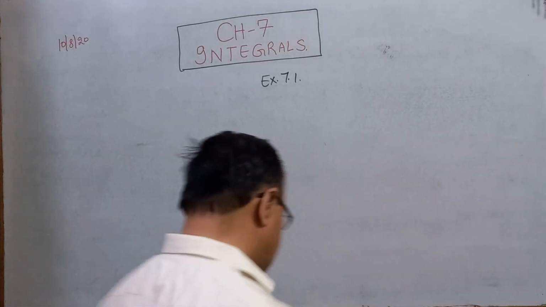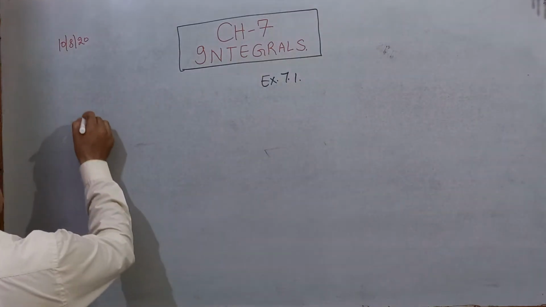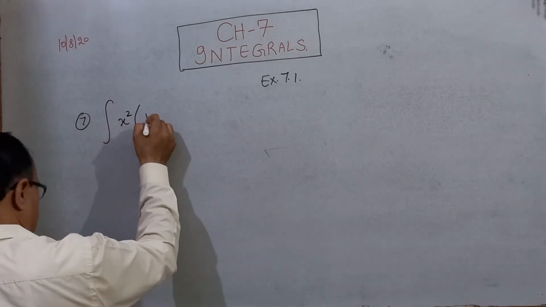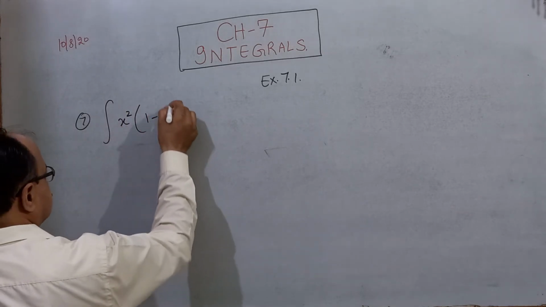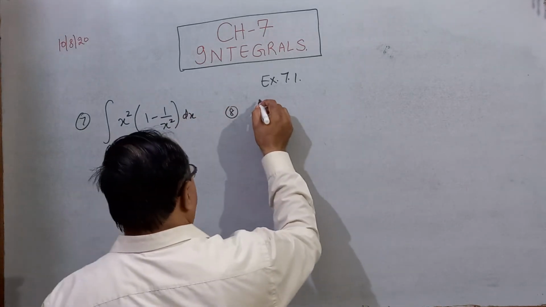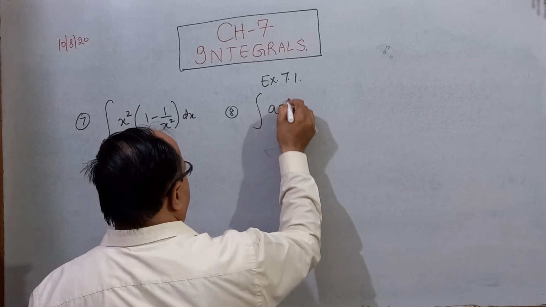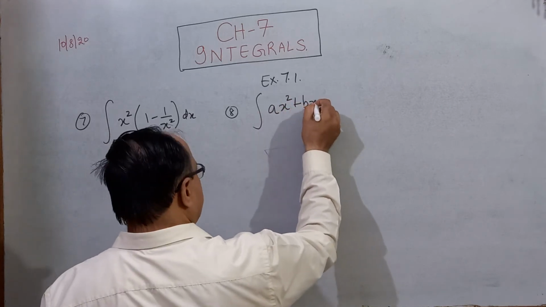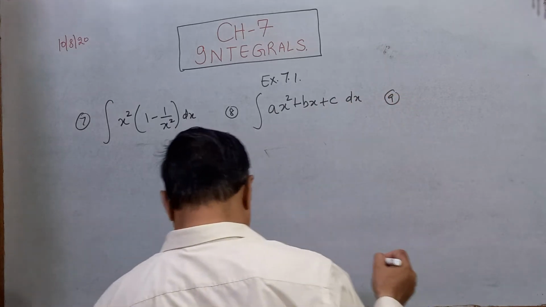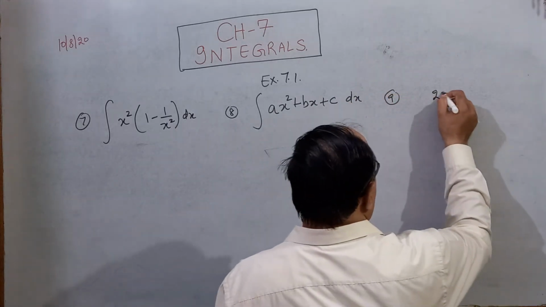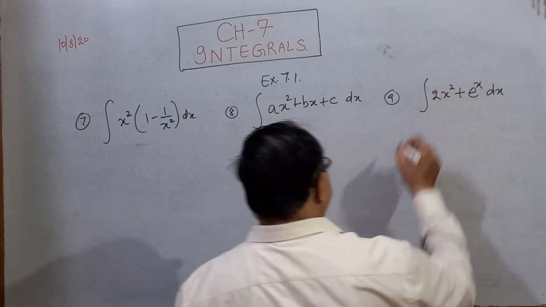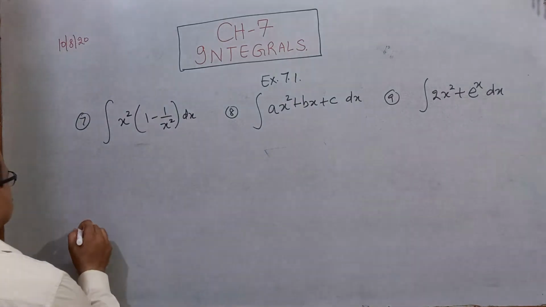Correct? Now, question number 7. Integration of x square (1 minus 1 by x square) dx. 8, integration of ax square plus bx plus c dx. 9, integration of 2x square plus e to the power x dx. Okay, 10.